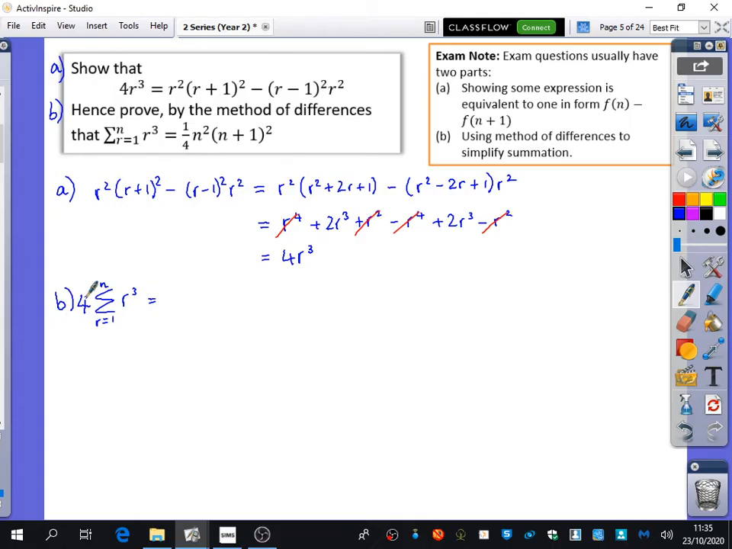So the sum of 4r cubed is actually just going to be equal to the sum from r equals 1 to n. I'm going to replace this whole thing, 4r cubed, with the expression that they just said was the same as 4r cubed. So I'm incorporating the 4 in, and I'm just going to write it as r squared, r plus 1 squared, minus r minus 1 squared, r squared, close brackets, like this.